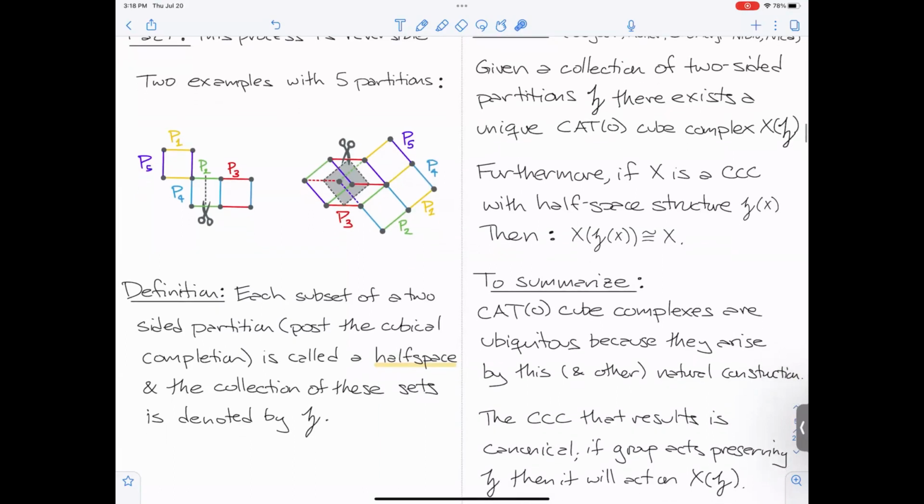So to summarize, CAT(0) cube complexes are pretty easy to construct from these partitions. So there are abstractions for acting on CAT(0) cube complexes, but I hope I have convinced you that it's somewhat easy to cook up, okay?